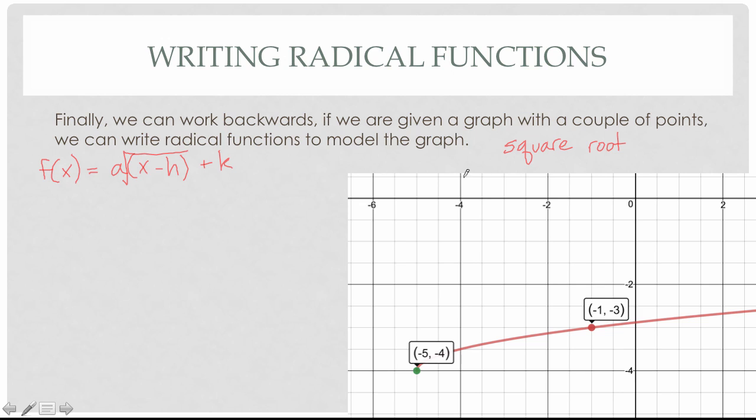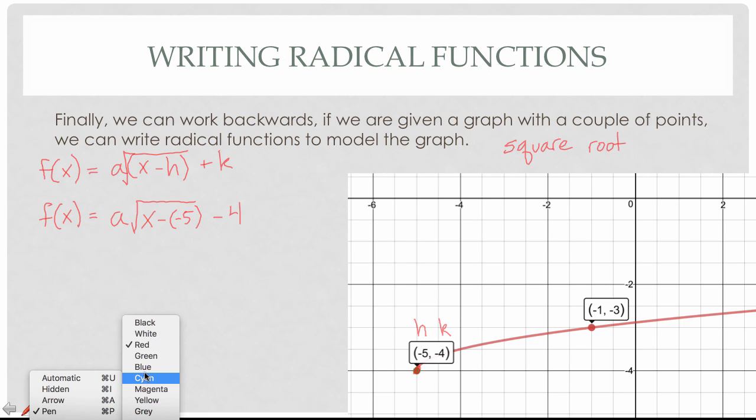Now, since I know it's a square root and it's starting at a certain value, I can see it's starting right here. So my value for h has to be negative 5. My value for k has to be negative 4. And it's going up to the right, so I know my value for a is a positive number. So now we've got f of x equals a times the square root of x minus negative 5, minus 4. The only thing I got to figure out now is this value for a.